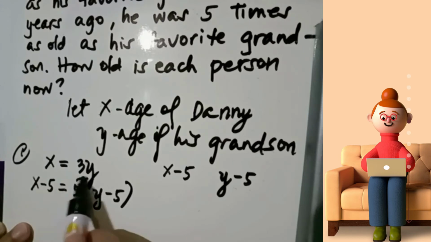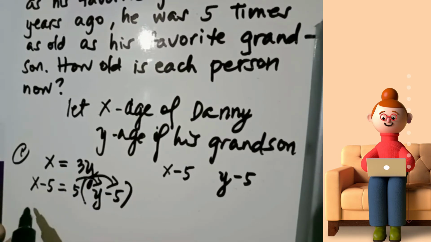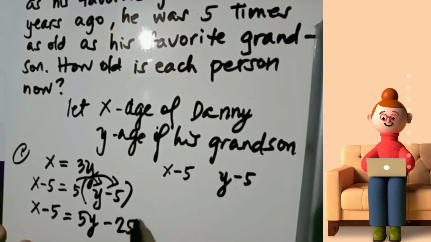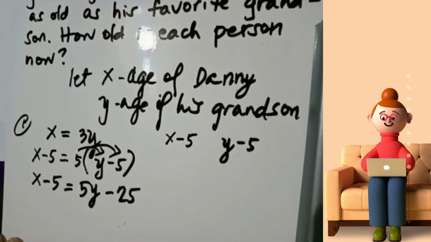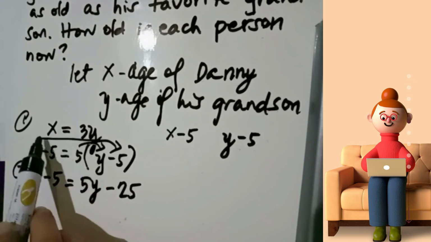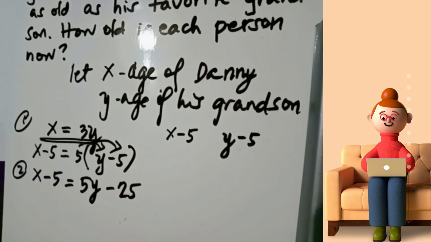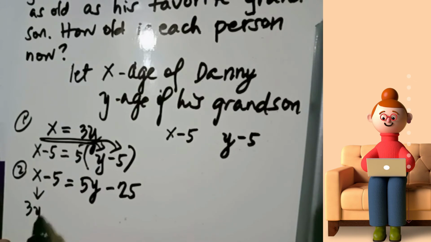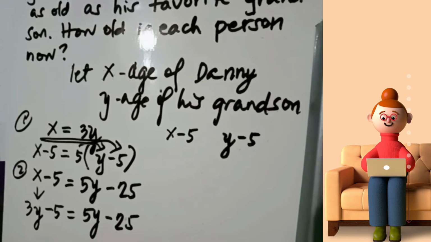So, we need to distribute this. So, you have x minus 5. 5 times y is 5y. Then 5 times 5 is negative 25. So, you have your equation 2. Take a look at equation number 1. The value of x is 3y already. So, we can substitute that to the second equation, where x is 3y. So, write 3y, and then minus 5. Just copy it. Is equal to 5y minus 25.